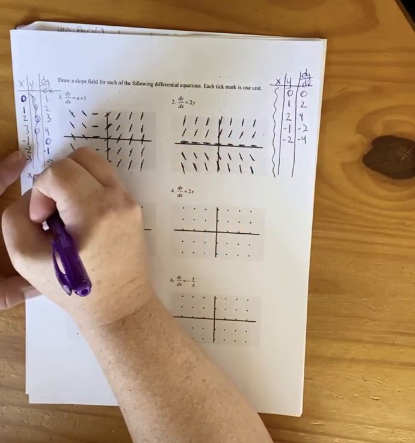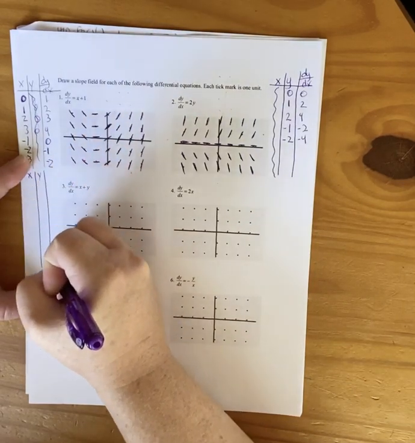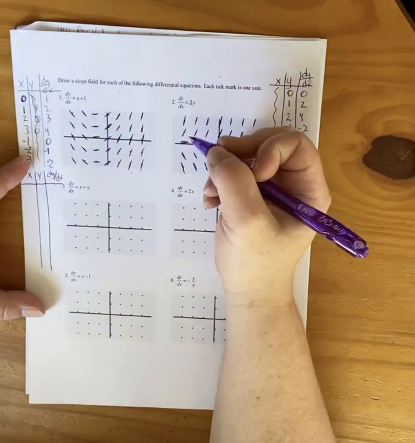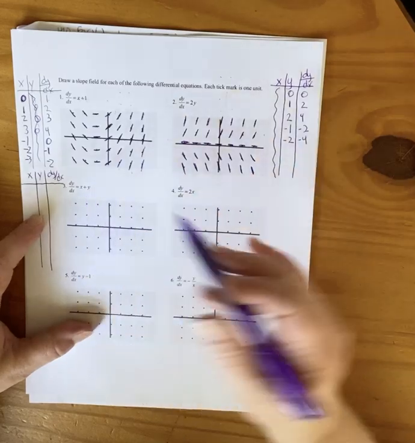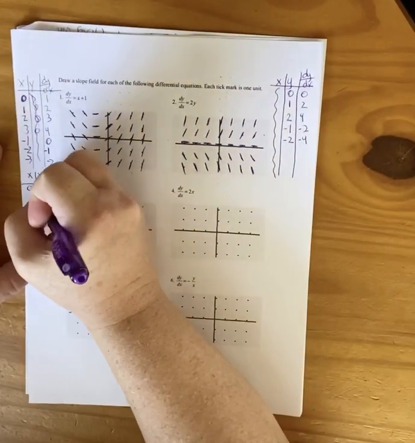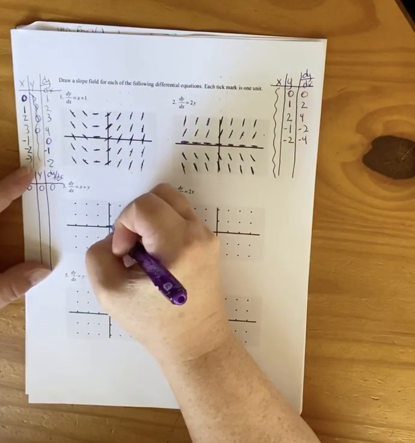So we'll do, we have an x, we have a y, we have a dy over dx. Okay, so this one we have to watch because it has an x and a y to plug into. So we can start with the point 0, 0. With 0 plus 0, it's just a 0 slope. So it starts out like this.